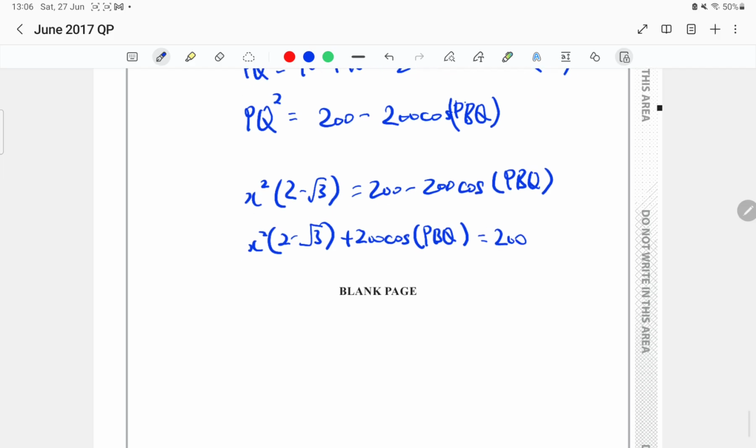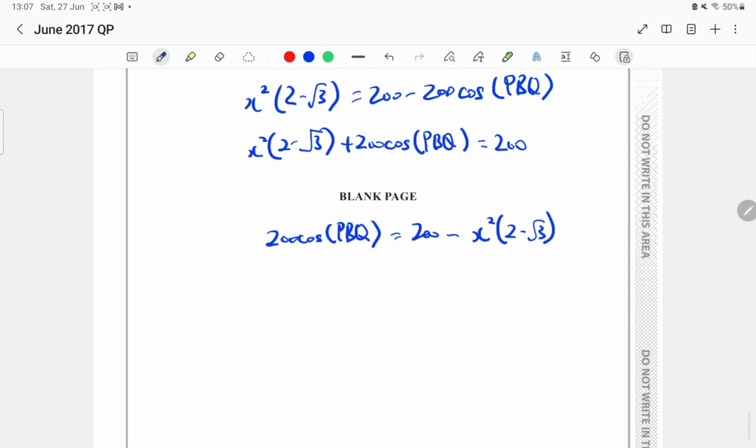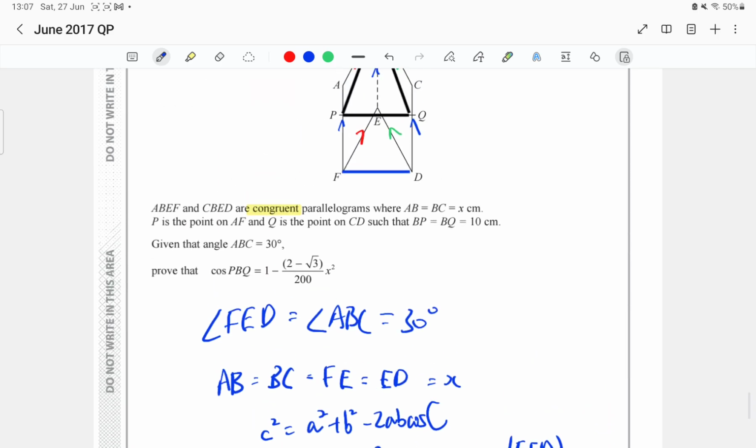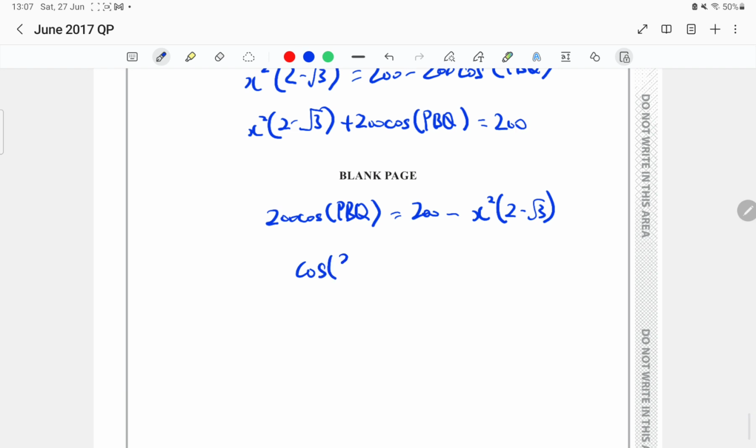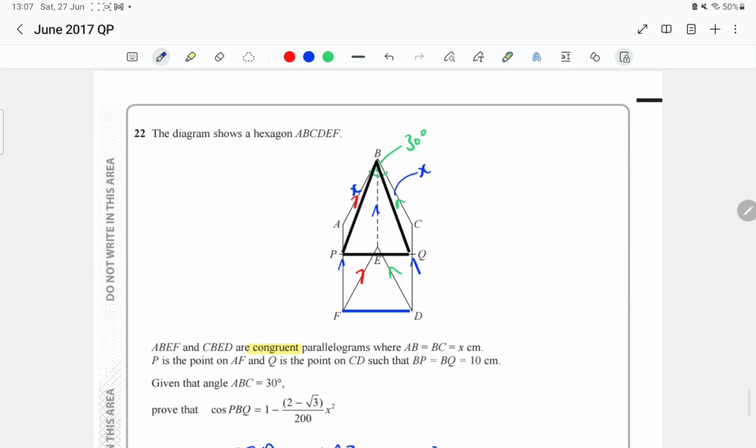And then we minus x squared times 2 minus root 3 on both sides. So 200 cos PBQ equals 200 minus x squared times 2 minus root 3. Remember, those are in brackets, the 2 minus root 3. Okay, so as you can see, we need to divide by 200 on both sides to get cos PBQ on the left side. So cos PBQ equals 200 over 200, that's just 1, minus x squared times 2 minus root 3, close brackets, over 200. Okay, let's check the expression. That is correct.